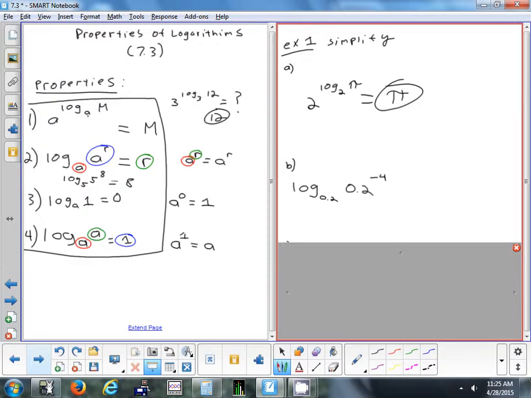Okay, how about example 1b? What property is that? 2. That's property 2. You have a log, and the base and the argument's base match, 0.2 and 0.2. So what's the answer to that one? -4. The answer is whatever number is the exponent on the argument.